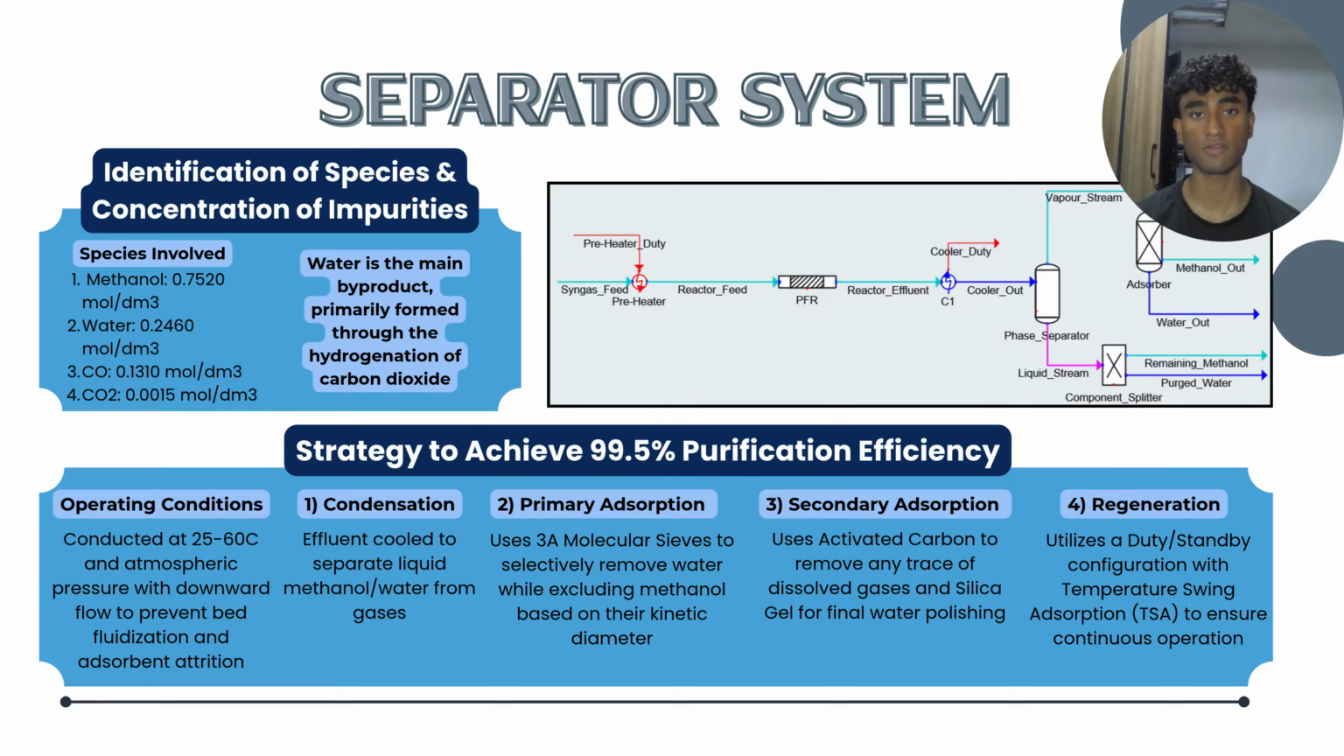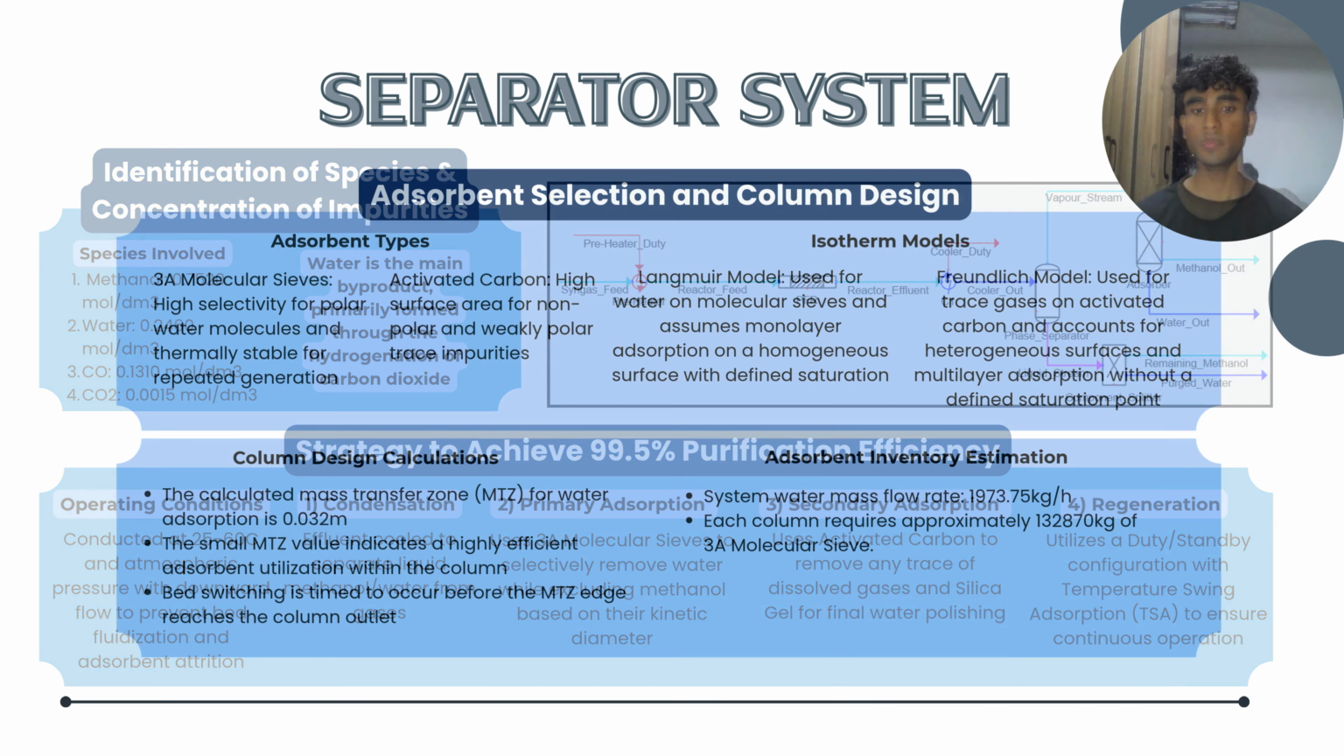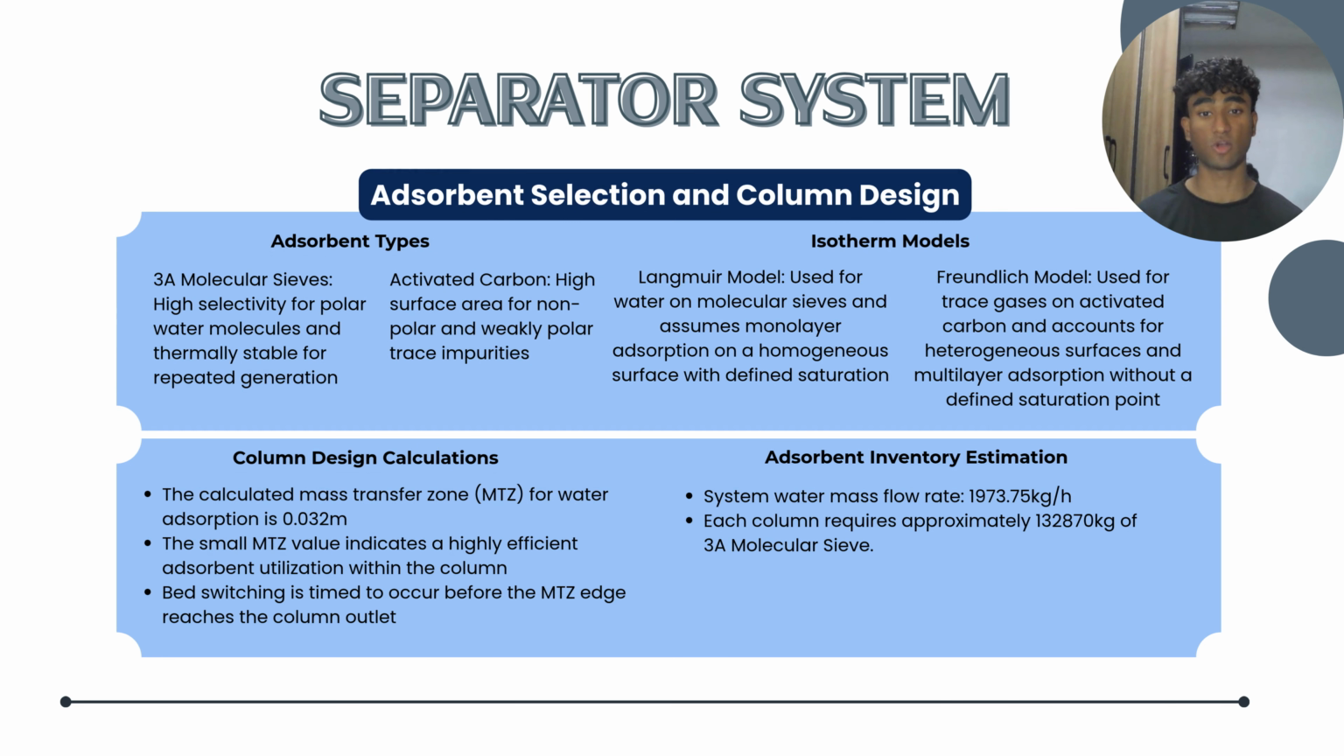And for our process, firstly, we have condensation, where the effluent is cooled to separate liquid from gases. We also have a primary adsorption, where 3A molecular sieves are used to remove water while excluding methanol based on their kinetic diameter. Next, we have a secondary adsorption, where we are using activated carbon to remove any trace of dissolved gases and silica gel for final water polishing. Lastly, we have regeneration, where we are utilizing a duty or standby configuration with temperature swing adsorption to ensure continuous operation. Next, I'll be talking about the adsorbent selection as well as the column design.